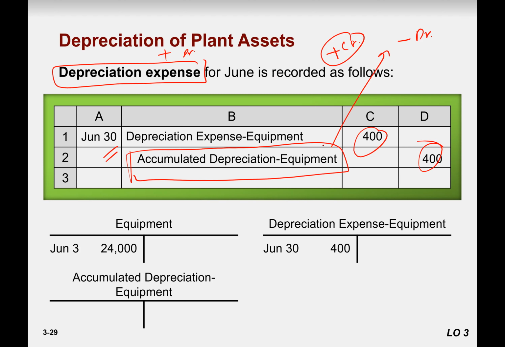So nothing happened to the equipment. It's still the 24,000. What we are doing is increasing the accumulated depreciation, 400, 400. Everybody, you get the idea what's going on here?